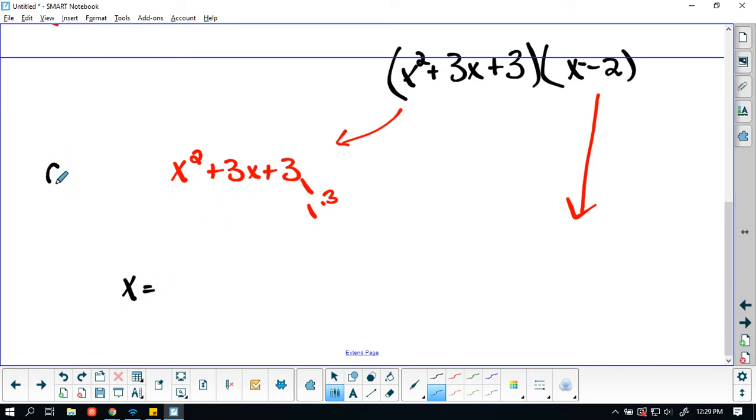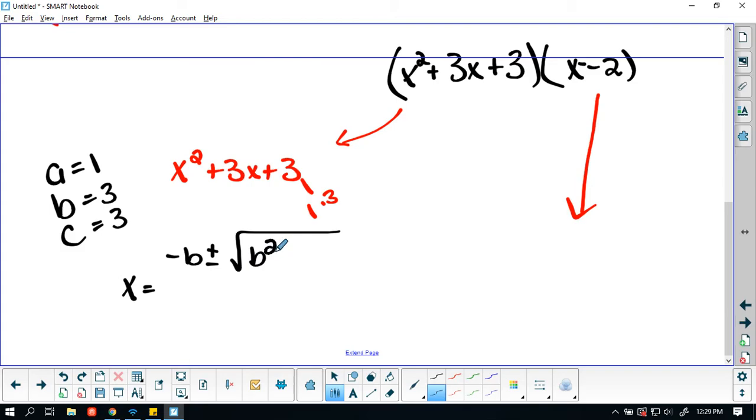All right, so A is equal to 1, B is equal to 3, and C is equal to 3. So the quadratic formula is negative B plus or minus the square root of B squared minus 4 times A times C, all divided by 2A.